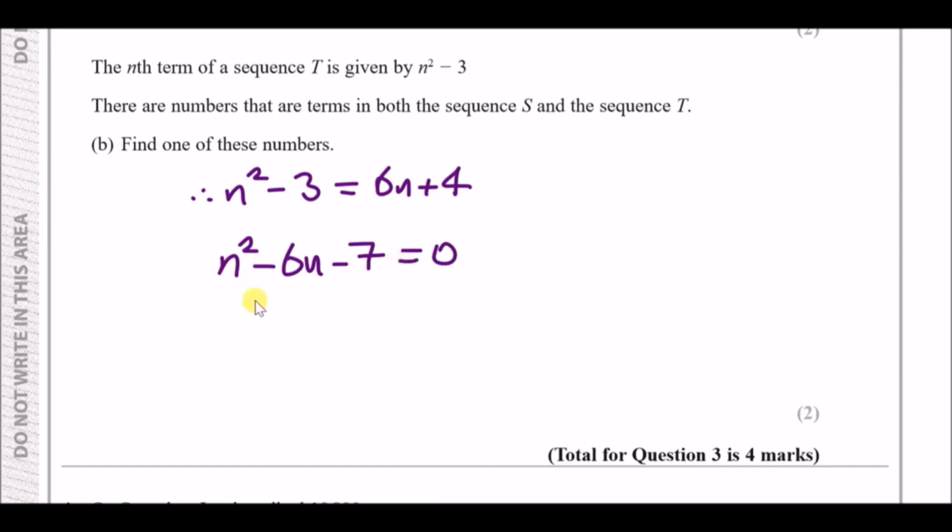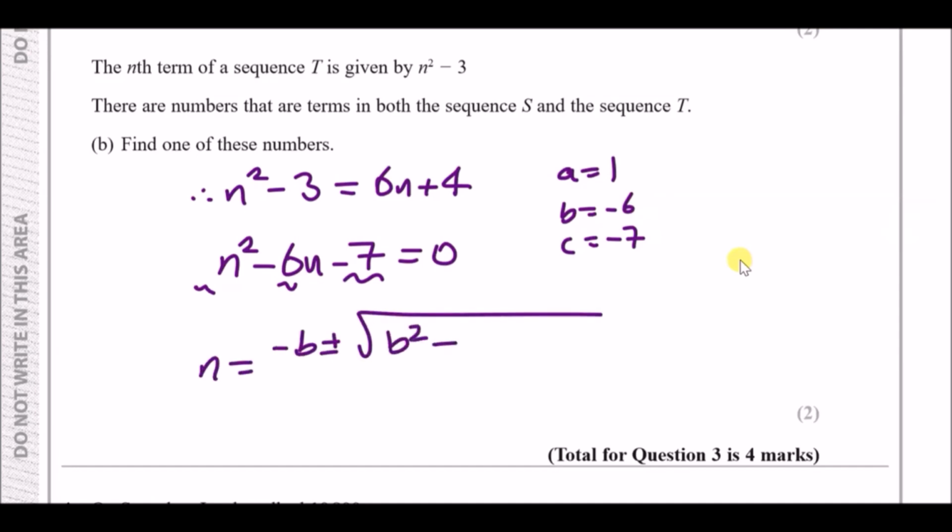So now, in order to solve this simply and easily, we could just use the quadratic formula, where a is 1, the coefficient of the first term, b is minus 6, and c is minus 7. So the numbers in front of the values, yeah? So using the quadratic formula, it looks a bit like that. It's minus b plus or minus the square root of b squared minus 4ac, over 2a.